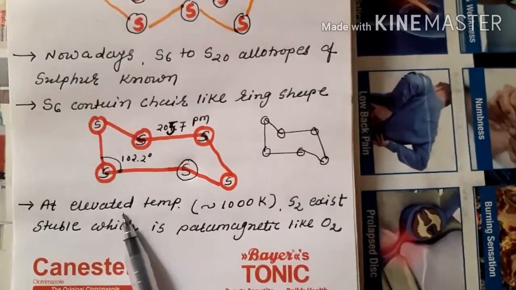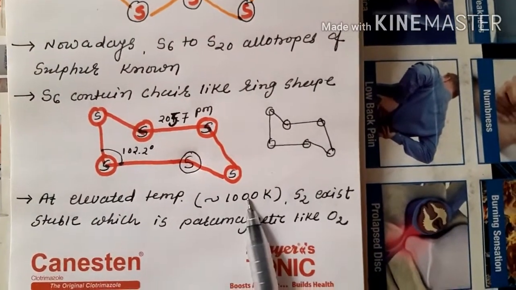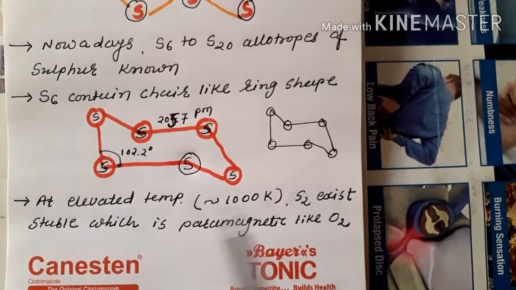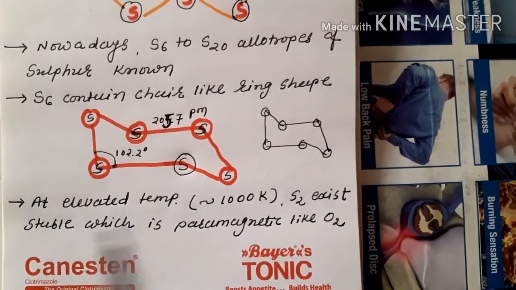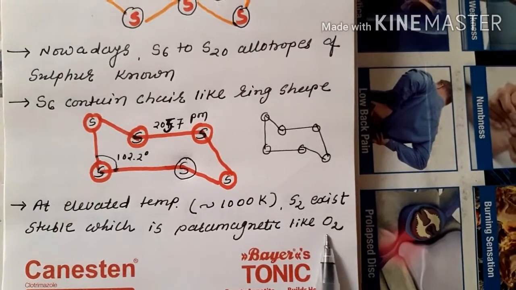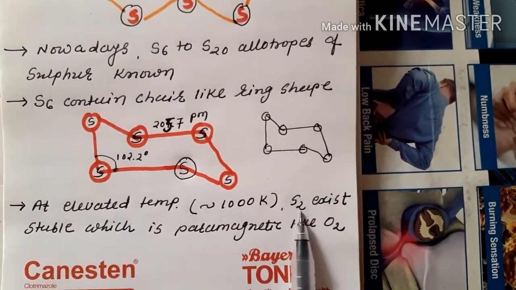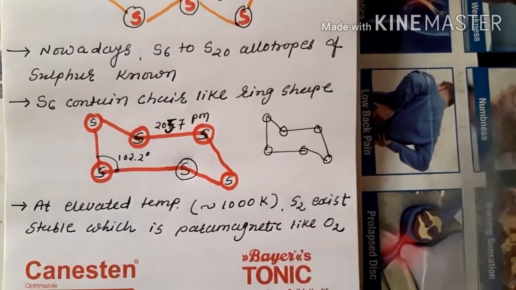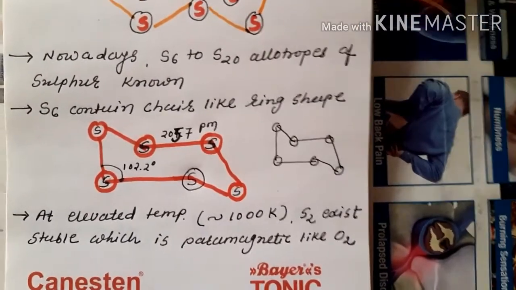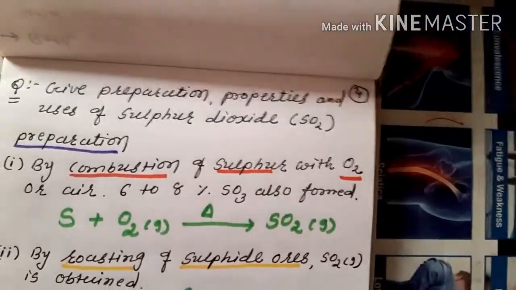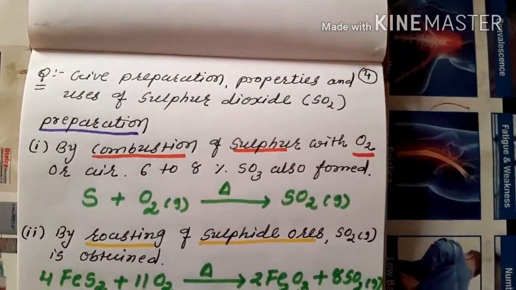At elevated means high temperature, near about 1000 Kelvin, S2 exists, disulfur exists, and this S2 is similar to O2, paramagnetic by MOT, molecular orbital diagram. S2 is paramagnetic. This is all about the allotropes of sulfur, and in next lecture we will discuss the preparation, properties and uses of sulfur dioxide.